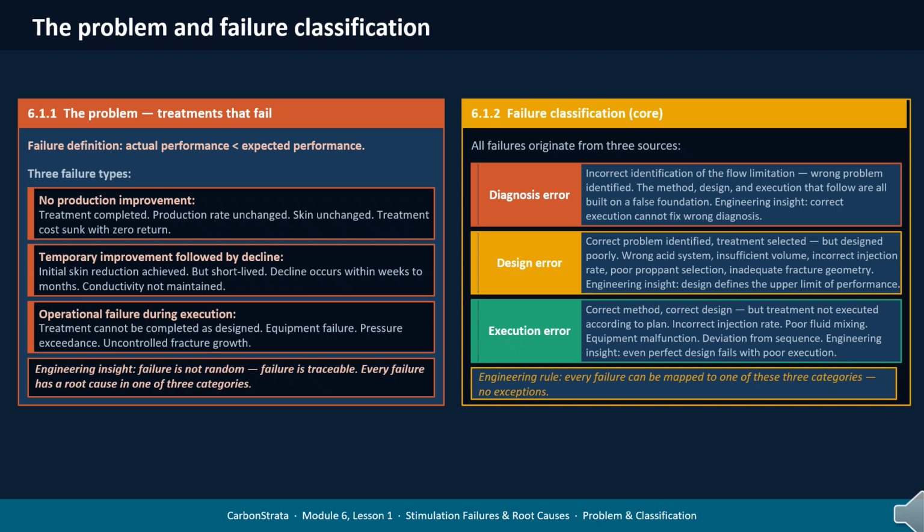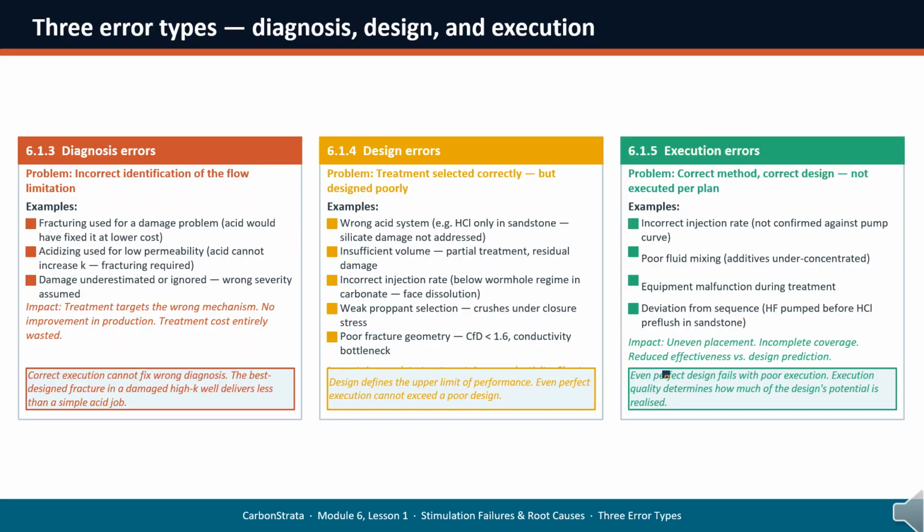Execution error. The correct solution exists, but it is not delivered correctly. Actual outcome deviates from design. Now define system rule. The failure pattern must be traced to one root cause category. Final condition. Do not propose a new treatment before identifying which category caused the failure. All failures fall into three categories, but each category behaves differently.